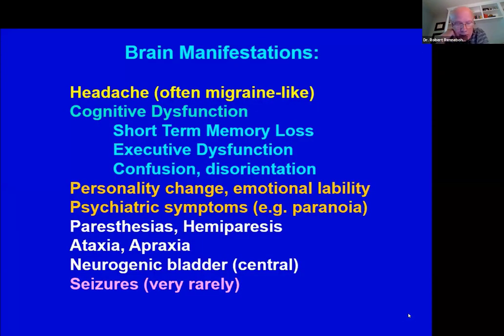Some further comments about the brain manifestations of Susac syndrome. The most common are headache and cognitive dysfunction. The headaches are often migraine-like. The cognitive dysfunction is typically short-term memory loss, executive dysfunction, confusion and disorientation. Personality change and emotional lability are common. Psychiatric symptoms, including paranoia, are common. Paresthesias are very common. Hemiparesis, a little less common. Ataxia and apraxia are common. And neurogenic bladder, which is central in origin, is common. Seizures are actually very rare.